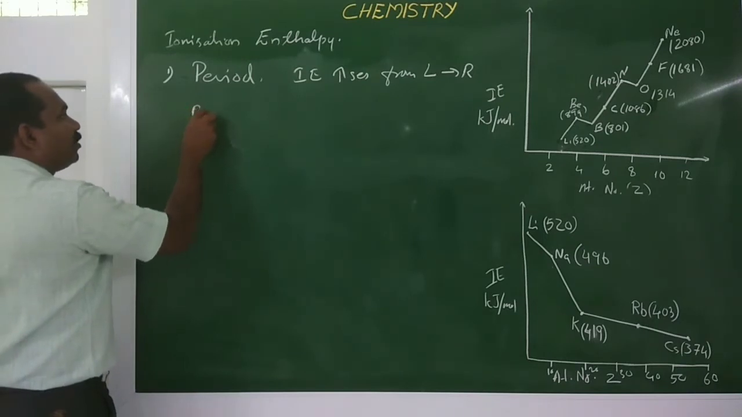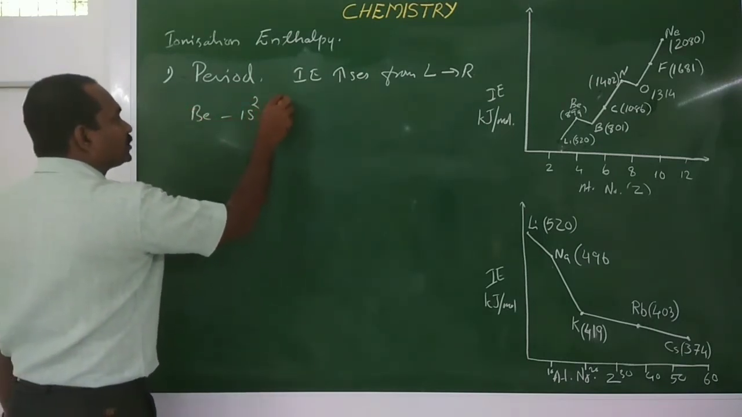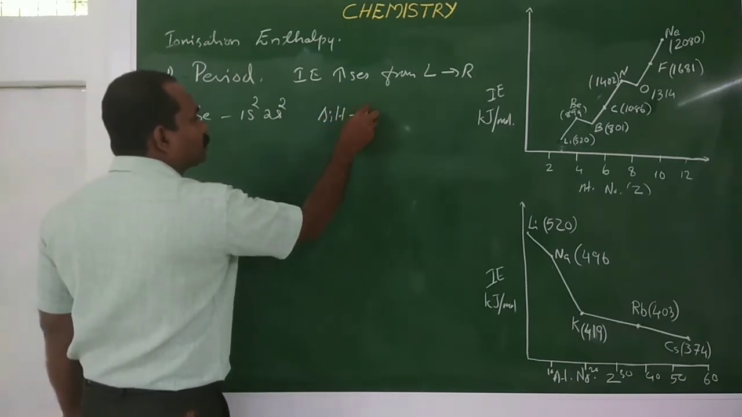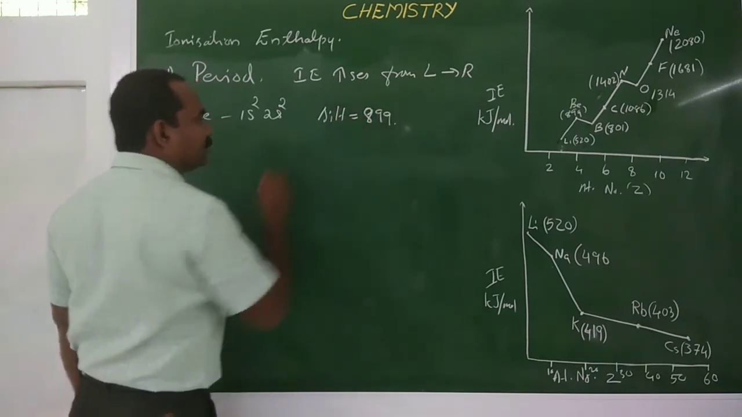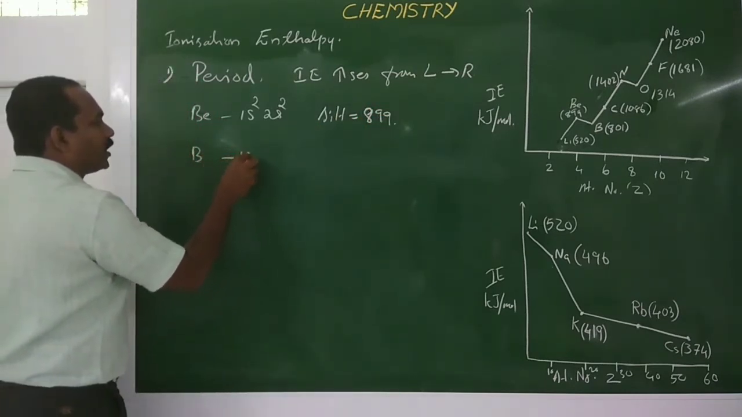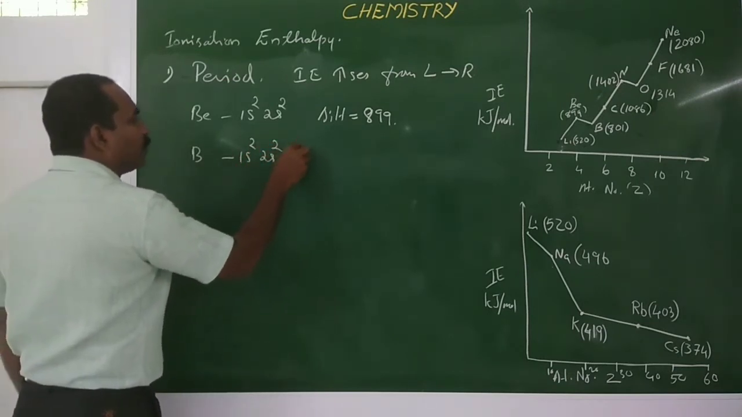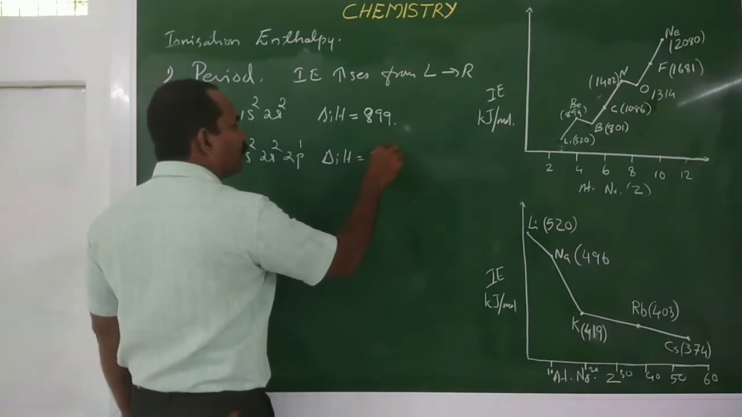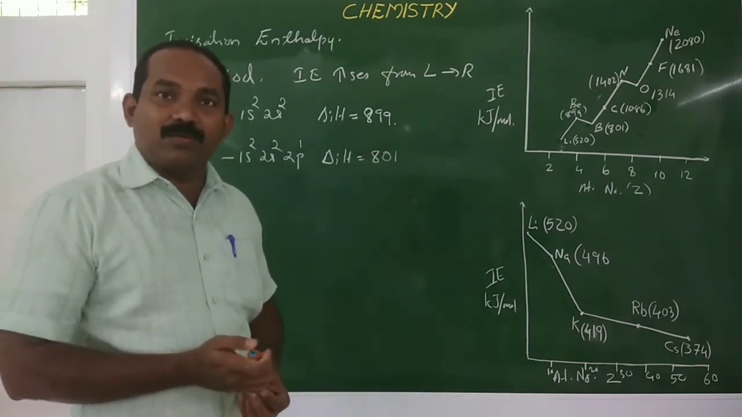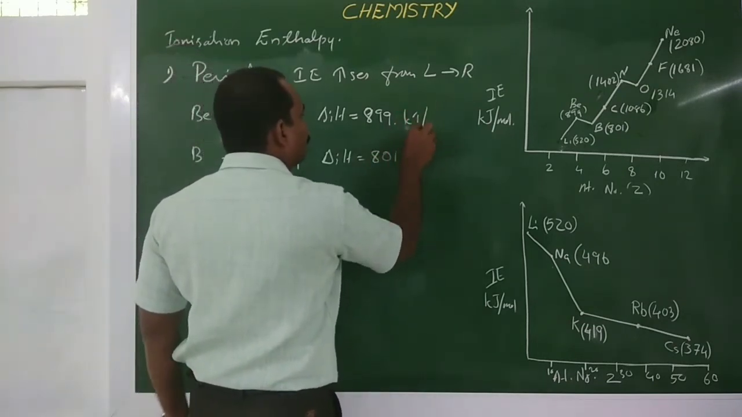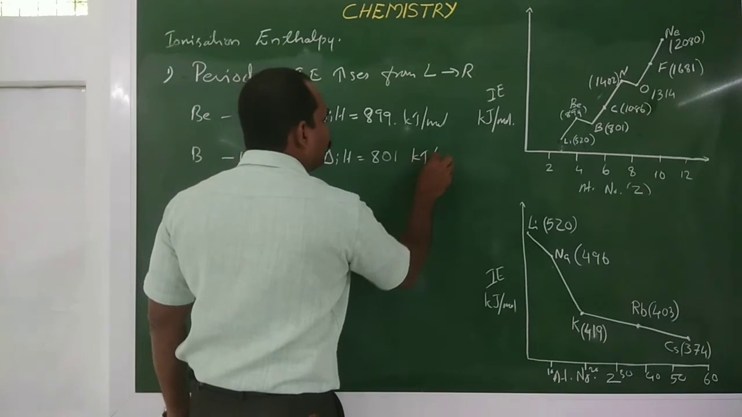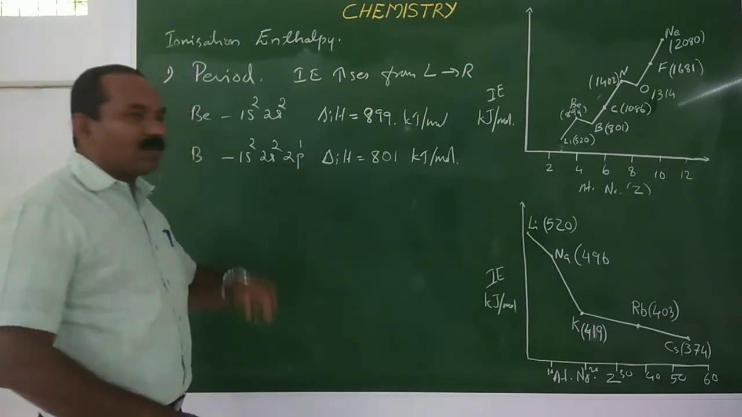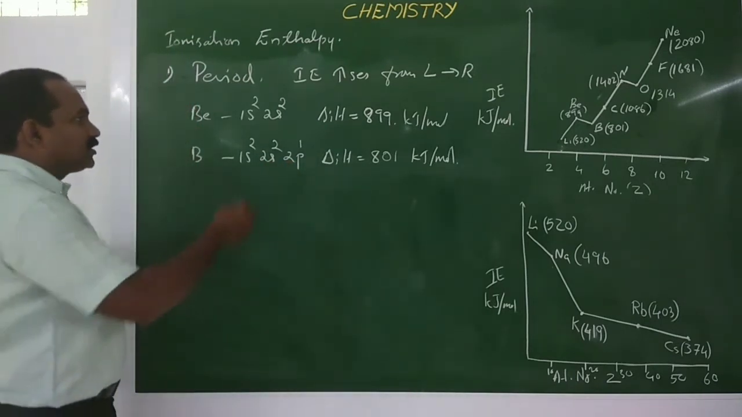Beryllium, 1s2, 2s2, and the ionization enthalpy delta IH is equal to 899. For boron, 1s2, 2s2, 2p1, the ionization enthalpy of boron is 801 kilojoule per mole. Why this irregularity? It is due to electronic configuration, as we already discussed.